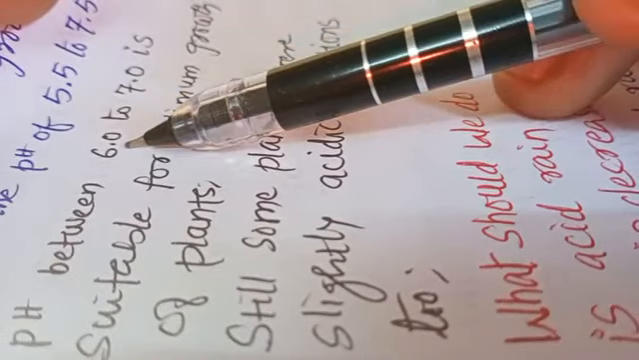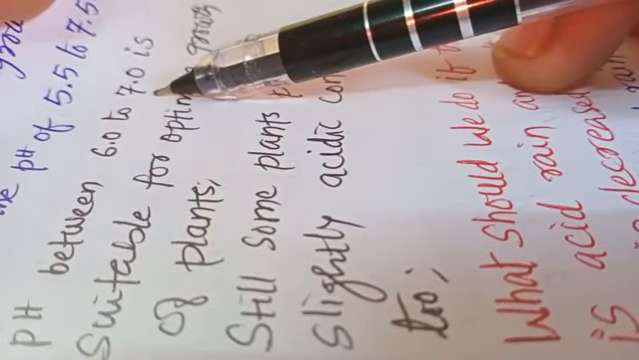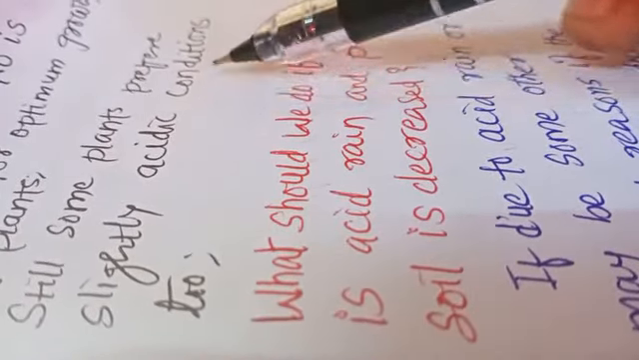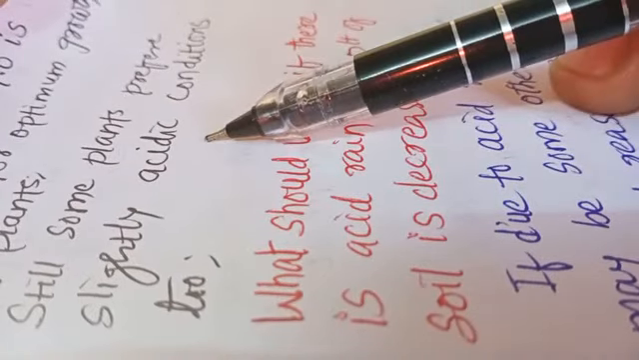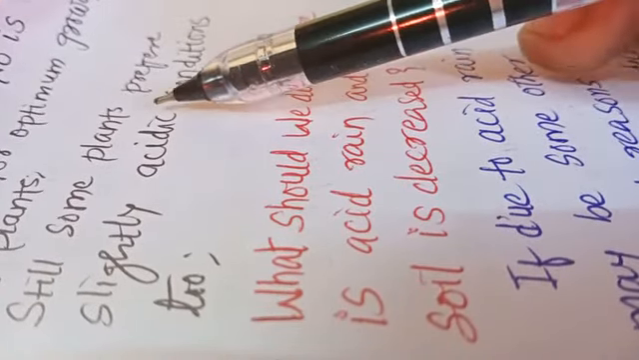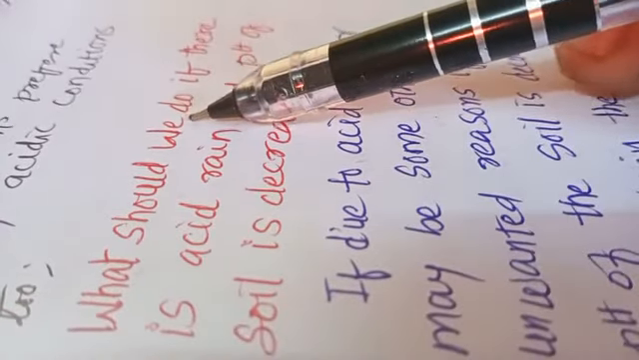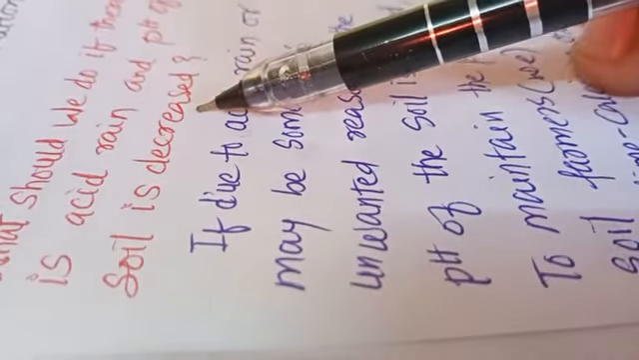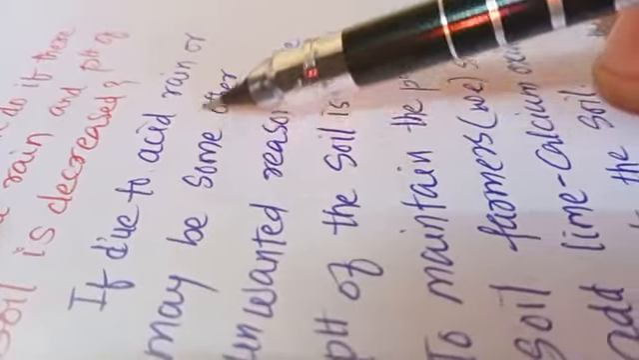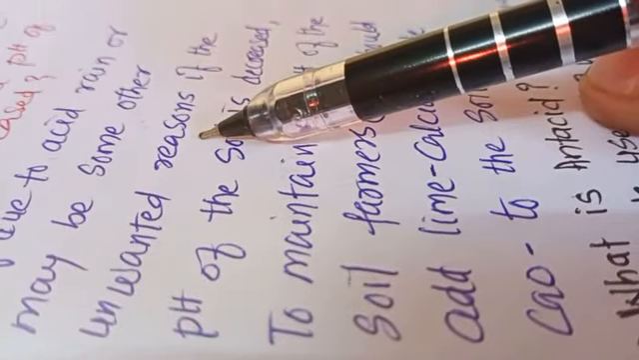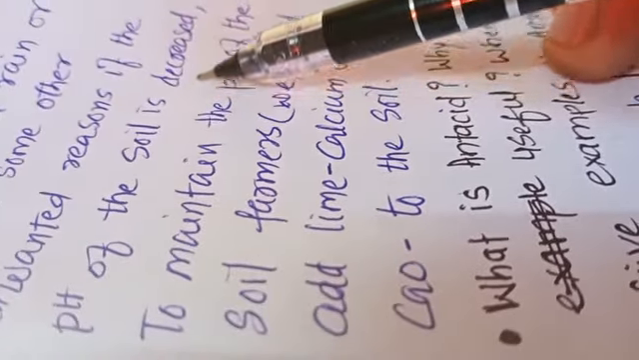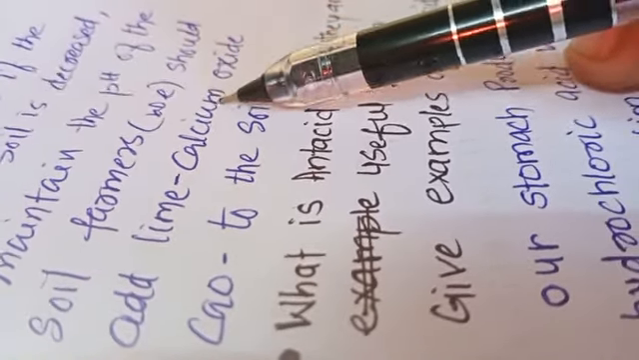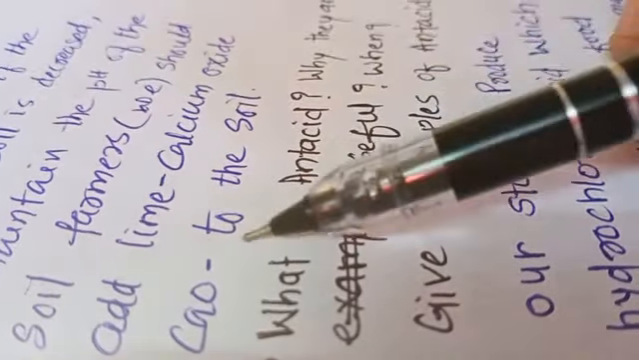So plants can grow best if the pH of the soil is between 6 to 7. Still, some plants prefer slightly acidic conditions too. That means some plants prefer a lower pH, from 5.5 to 6 even. What should we do if there is acid rain and the pH of the soil is decreased? If due to acid rain or some other unwanted reasons the pH of the soil is decreased, to maintain the pH of the soil, farmers or we should add lime or calcium oxide, CaO, to the soil.